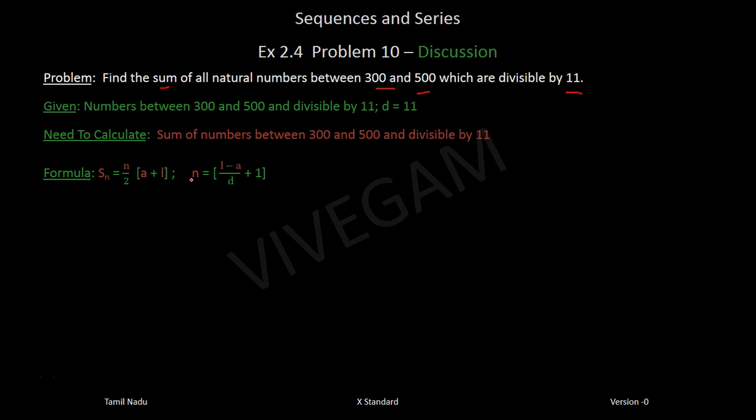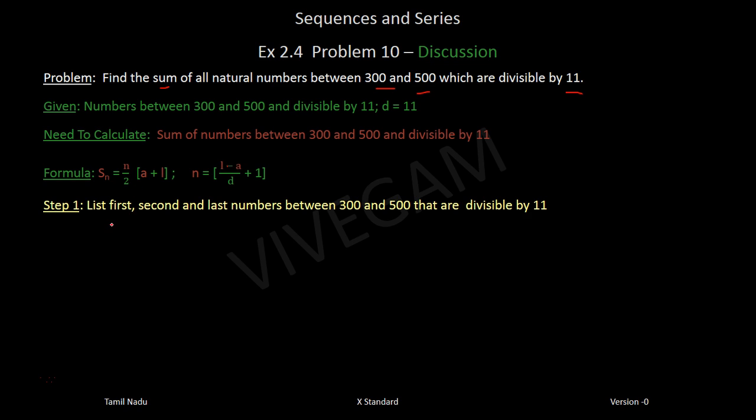Once you know l and a, you can calculate n. Once you know n, then you can calculate the sum of the numbers divisible by 11. So that's the sequence. Let's list the first step: list the first, second and the last numbers between 300 and 500 that are divisible by 11. Once we list it out, we have the first number a as well as the last number l. Substitute that. d is already known, 11. So substitute all three variables and get the value of n.